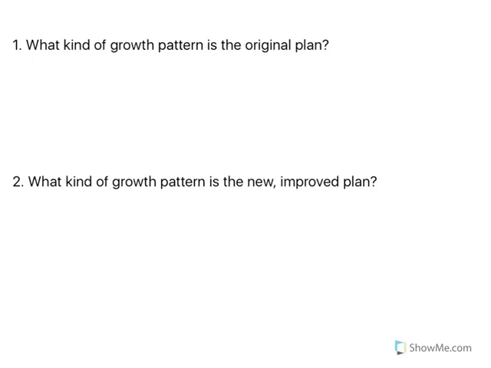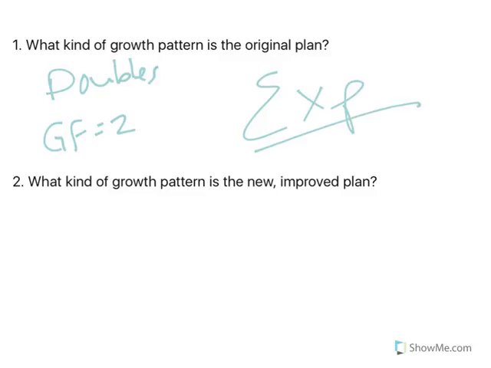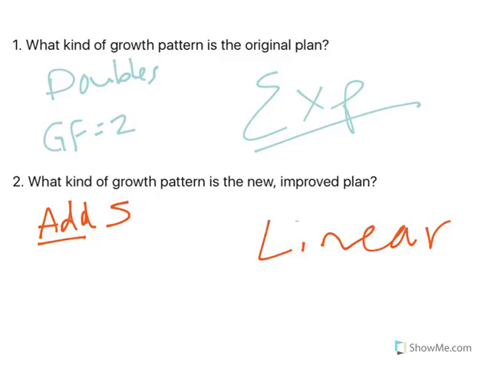Okay, so first of all, the original plan is what kind of growth pattern? Well, it doubles. And if you're doubling, remember we have a growth factor of 2, this is exponential. The new improved plan, you add 5. If you're adding, that is linear growth, right? The add 5 would be your slope because that's the recurring change.